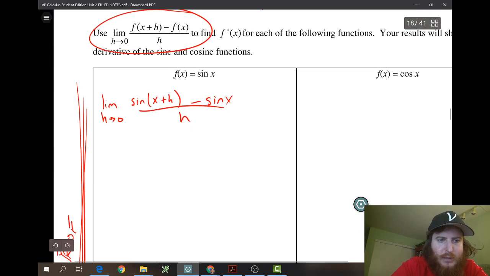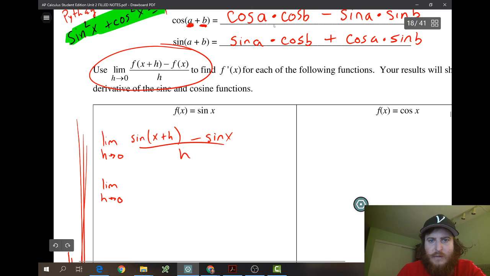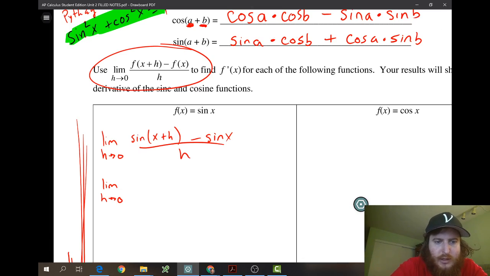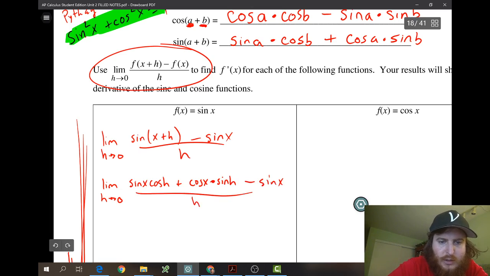Now, for sine of x plus h, we're going to use that identity that I showed above. So that identity is sine of a times cosine of b, right there, plus cosine of a times sine of b. Instead of a and b, we have x and h. So this is going to be sine of x times cosine of h plus cosine of x times sine of h, minus sine of x, all divided by h.